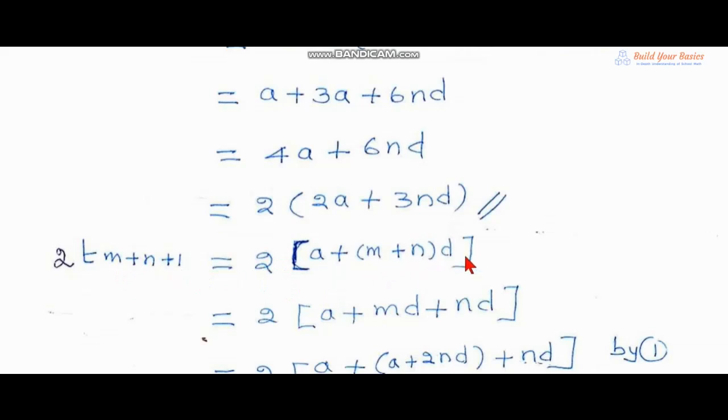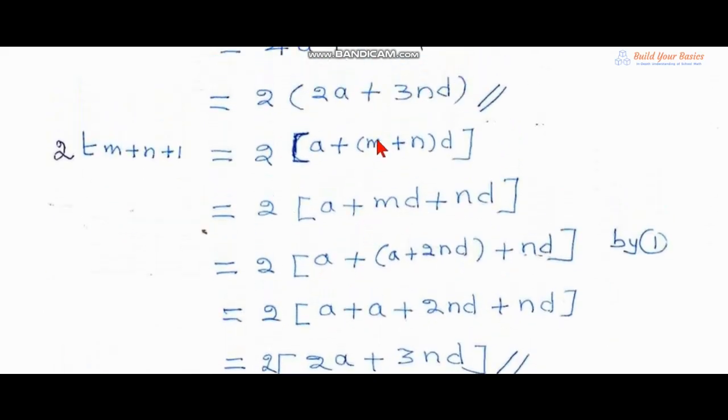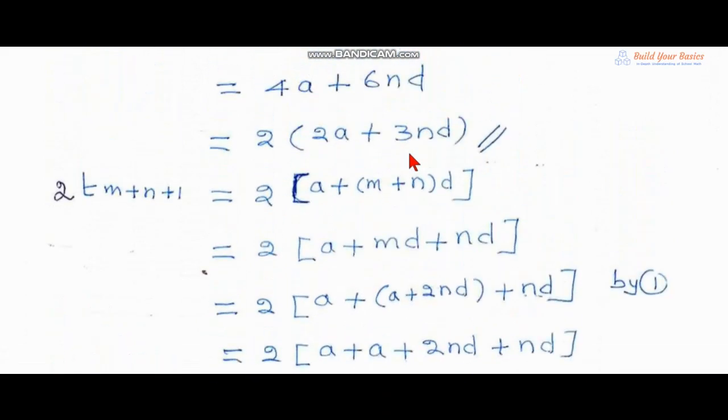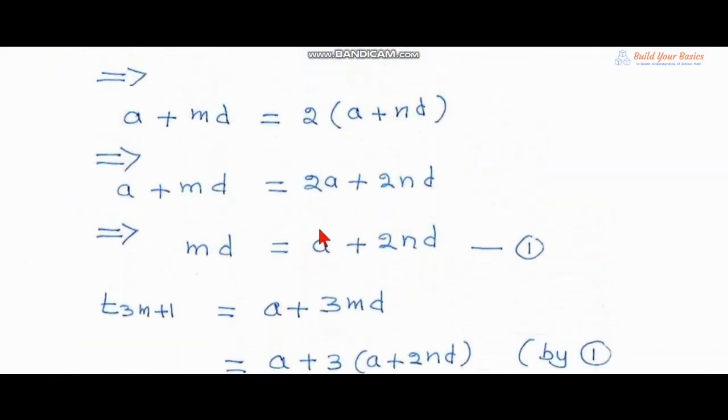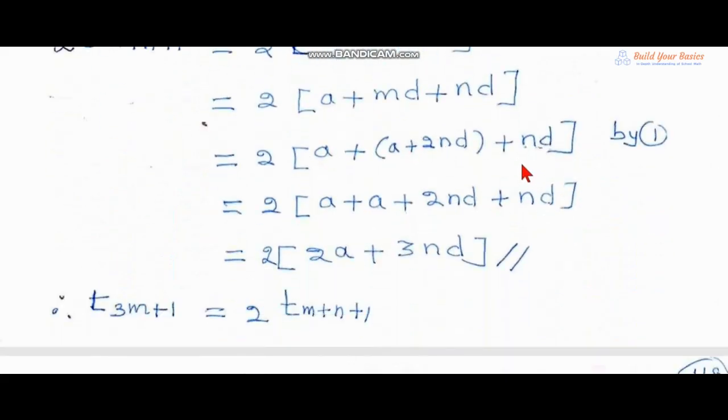So m plus n d. That is 2 into a plus md plus nd. We know the value of md; it is there in equation 1. md is a plus 2nd. So a plus 2nd plus nd. That is 2 into a plus 2nd plus nd. That is 2 into 2a plus 3nd.